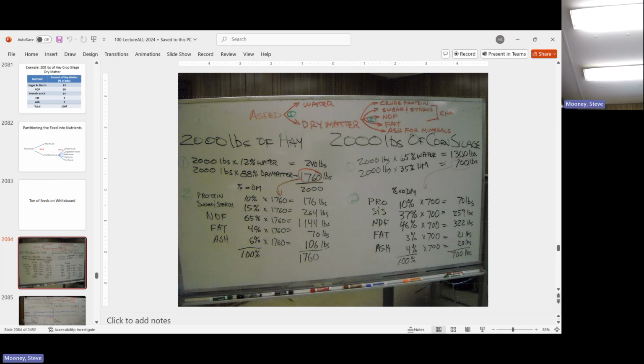Everybody ready to try it on their own? Okay, let's try corn silage. We're going to have 2,000 pounds of corn silage. It's going to be 65% water, 35% dry matter.